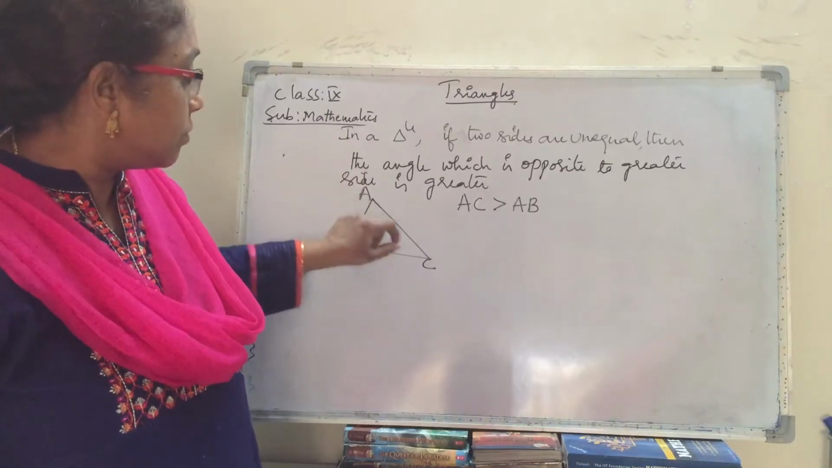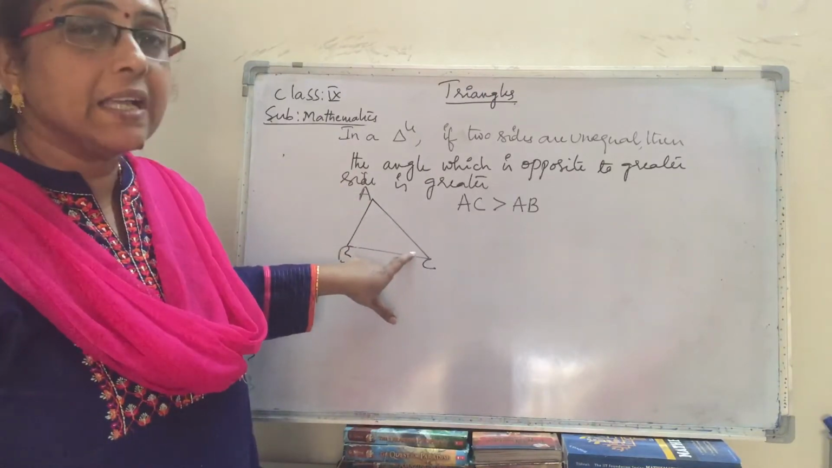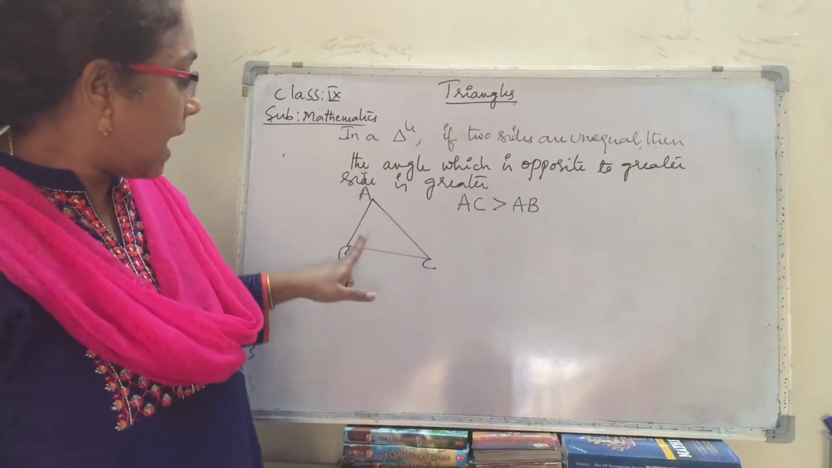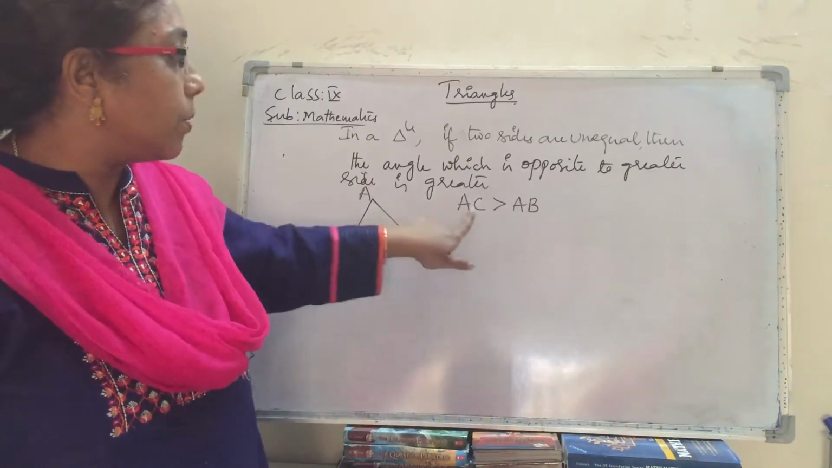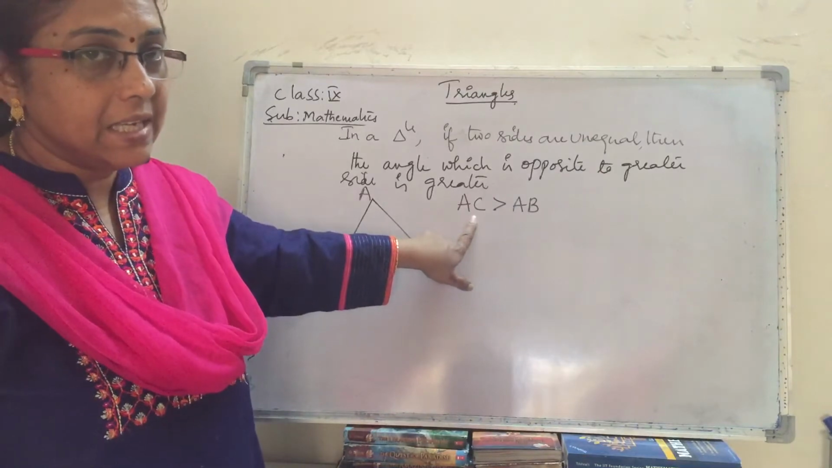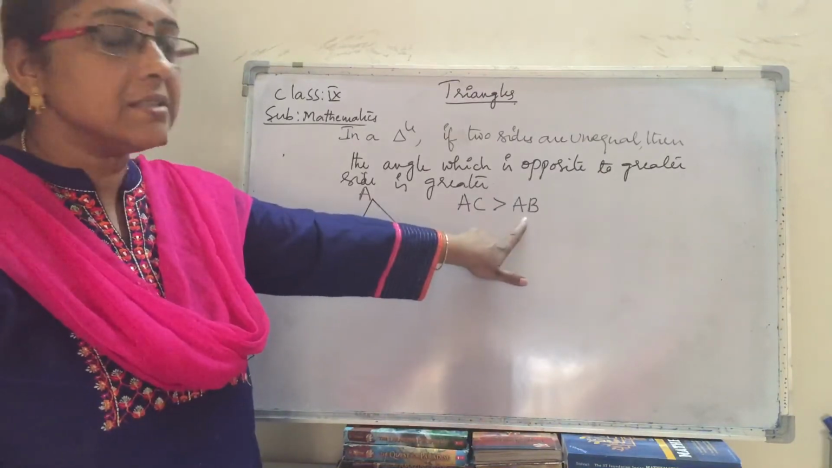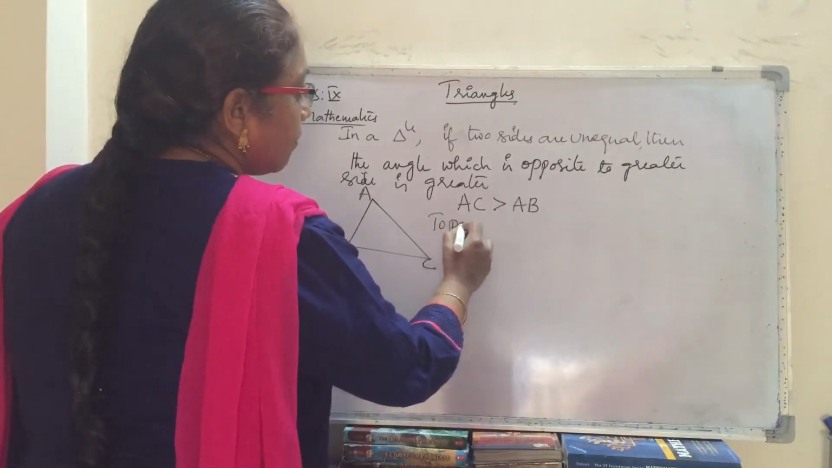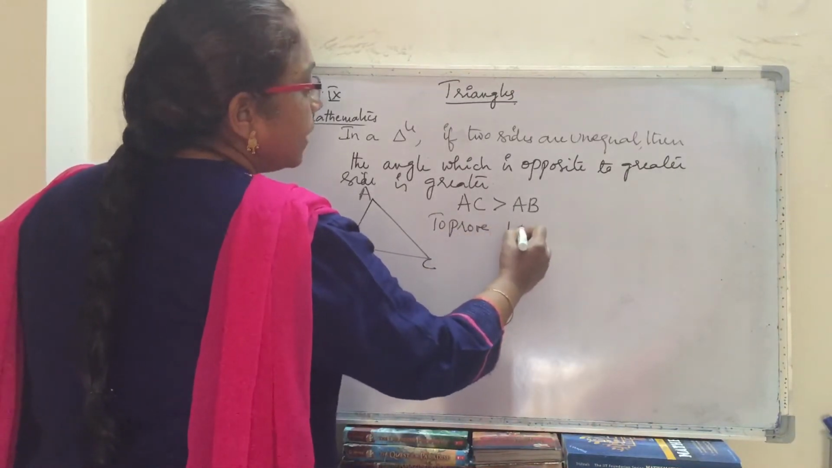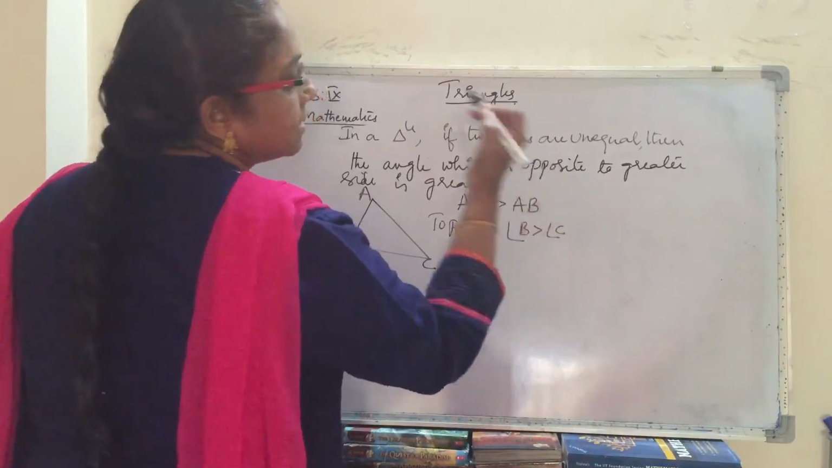So we have to prove angle B is greater than the angle opposite to AB, the lesser side. What is the angle opposite to this AB? Angle C. So we need to prove angle B is greater than angle C. Angle B is the opposite angle of AC. Angle C is opposite to this AB. So what do we have to prove, children? We have to prove angle B is greater than angle C.